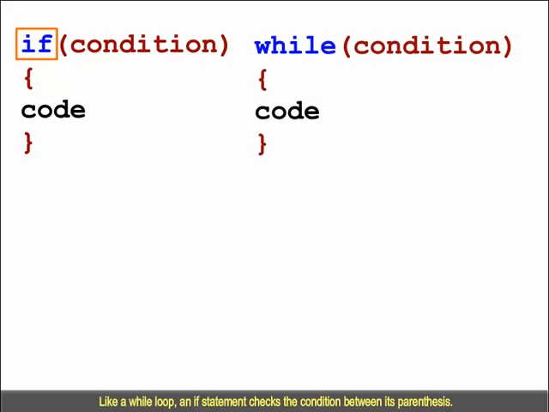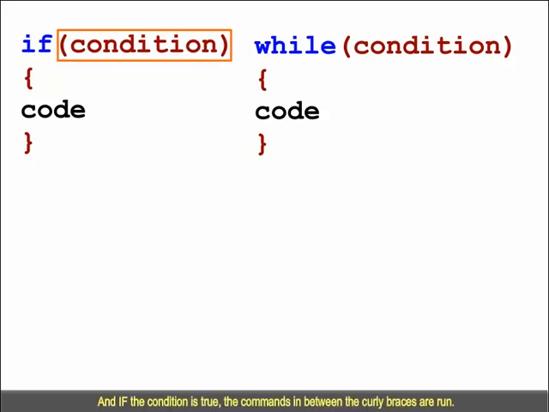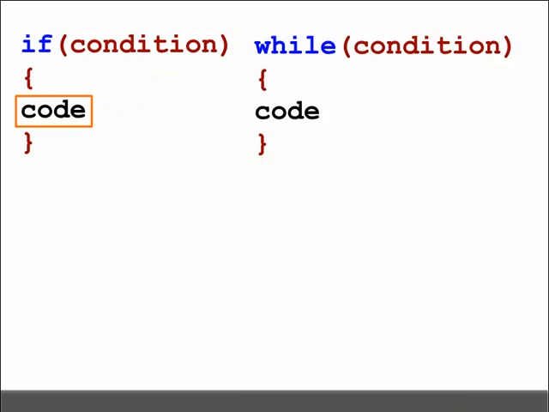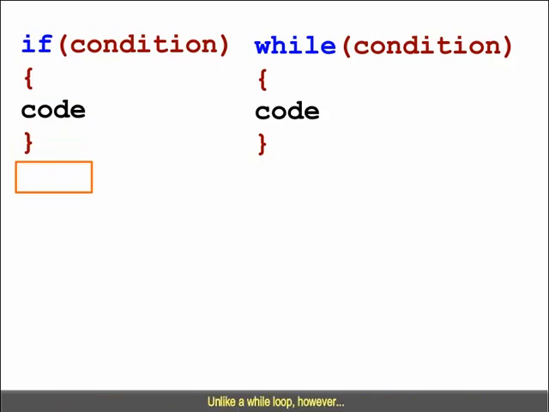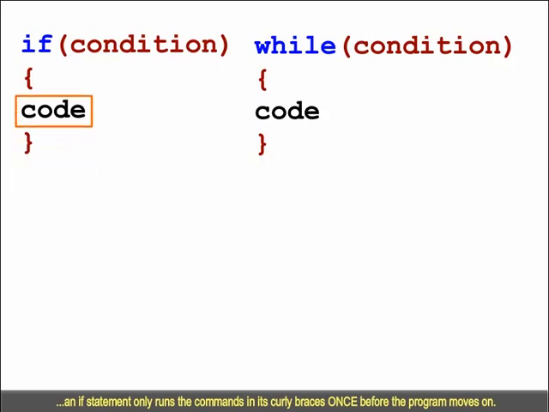An if statement is a conditional statement that works similarly to a while loop. Like a while loop, an if statement checks the condition between its parentheses. And if the condition is true, the commands between the curly braces are run. But if the condition is false, the program skips over the commands and moves on in the program. Unlike a while loop, however, an if statement only runs the commands in its curly braces once before the program moves on.